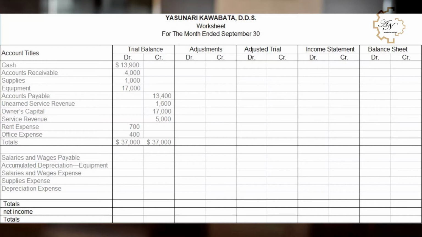Here we can see salaries and wages payable on the credit side, $1,800. We don't have any balance before for this account, so it has a new balance in an adjusted trial balance for $1,800 in the credit. Salaries and wages expense also has a debit influence and it has a new balance in the adjusted trial balance.